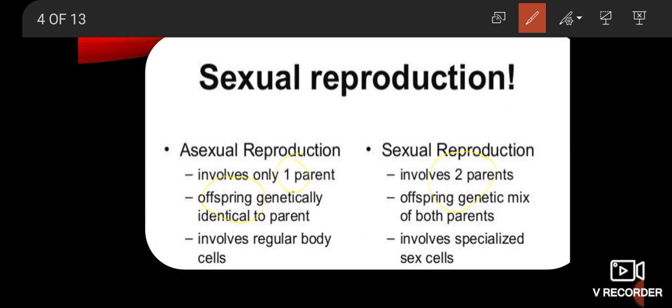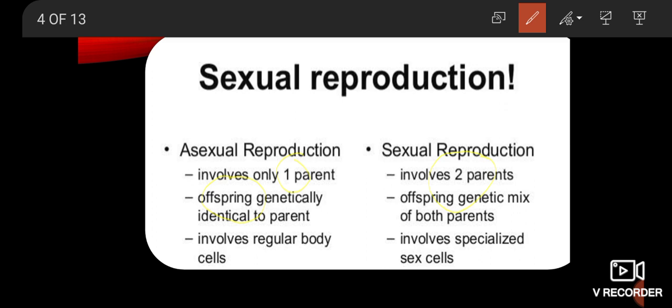Then the offspring, whatever the product is, the young ones, or simply say the daughters, are genetically identical to the parent. Means in asexual reproduction, whatever product is produced, whatever offspring or babies are formed, they are exactly the same as their parents, whereas in sexual reproduction the offspring is a genetic mix of both the parents. The two parents involved, their genetic mix comes into the offspring.